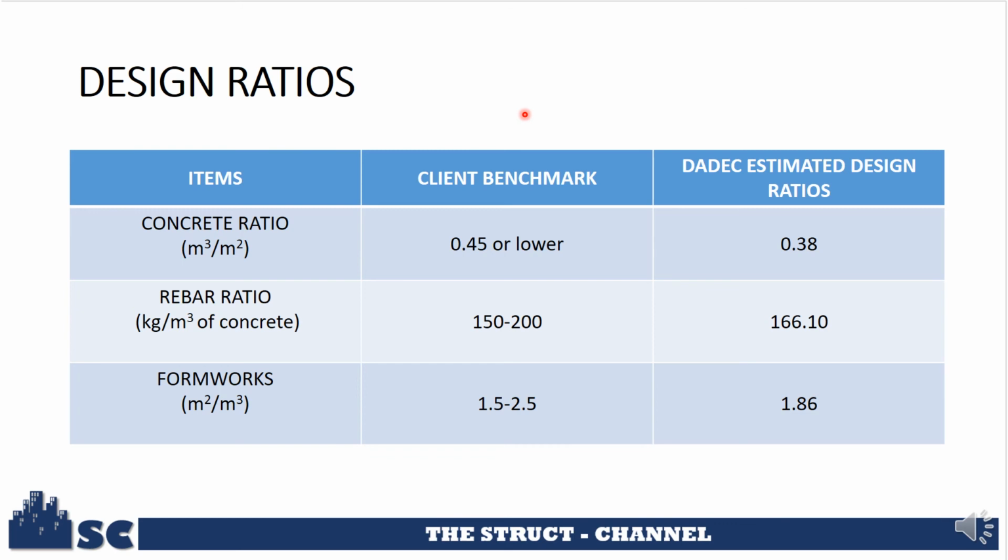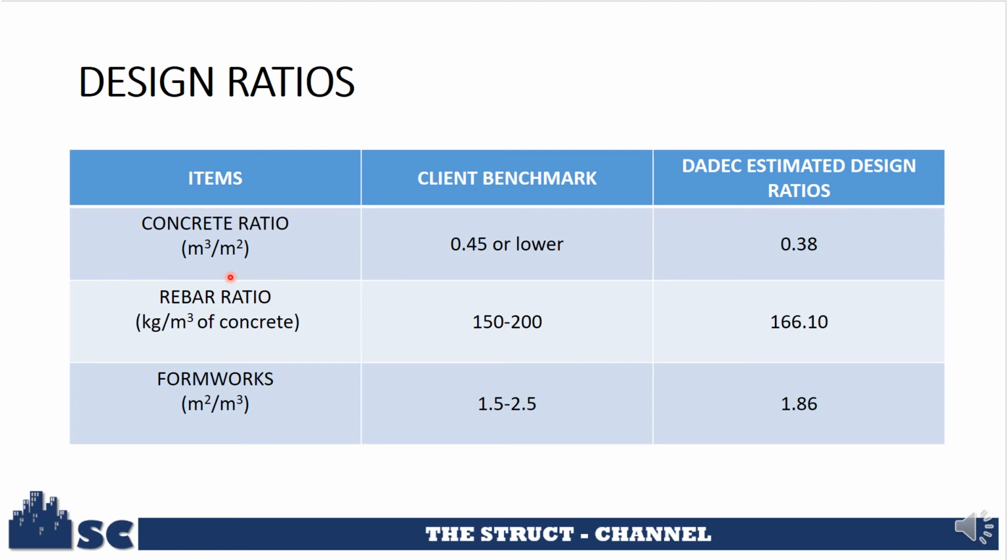The first one is what we call the concrete ratio. It is the total volume of concrete in cubic meter per floor area, so that is in cubic meter per square meter of development area. Usually in our previous projects, for a 10-story regular building, the client benchmark was 0.45 cubic meter per square meter of floor area. For this particular project, we were able to generate a 0.38 concrete ratio. So it is lower than what the client expects at 0.45 cubic meter per square meter.